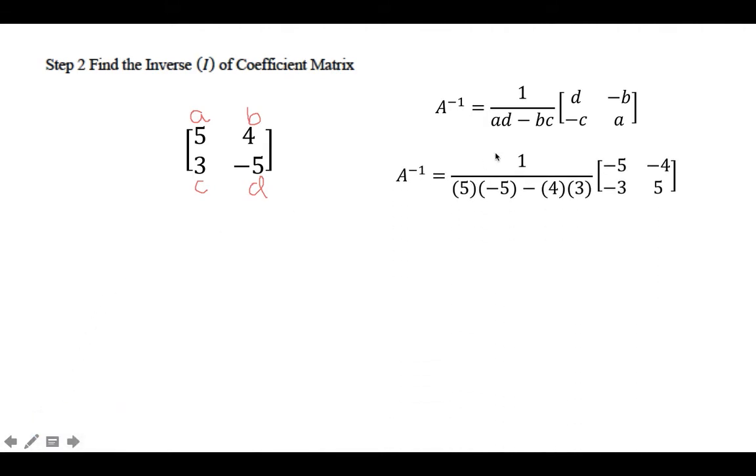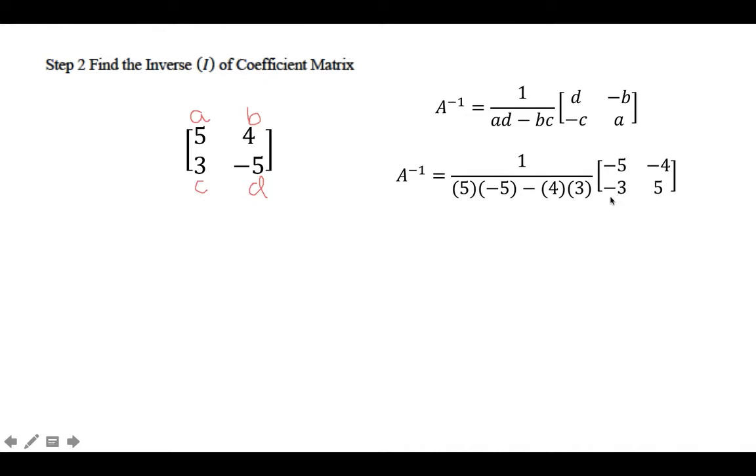That would give me 1 over A, which is 5, times D, which is negative 5, minus B, which is 4, times C, which is 3. And then for the matrix, D is first, so D is negative 5. The opposite of B is the second element, so the opposite of positive 4 is negative 4. And then you have C.